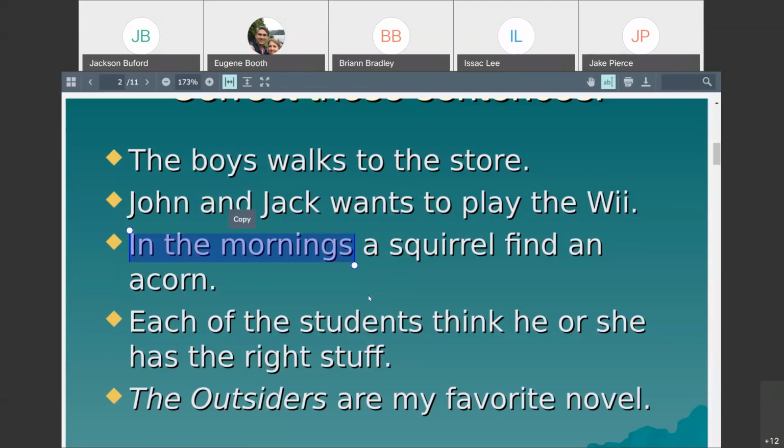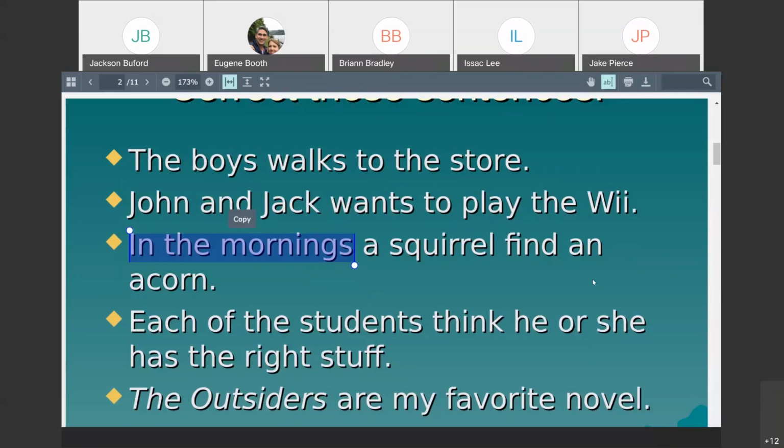Okay. Now, here's probably the trickiest of the five here. Each of the students think, and then I've got my chat box, he or she has the right stuff. What one word will I change?